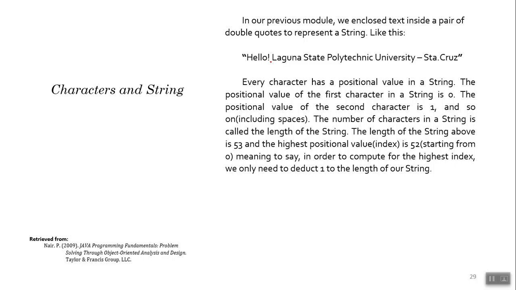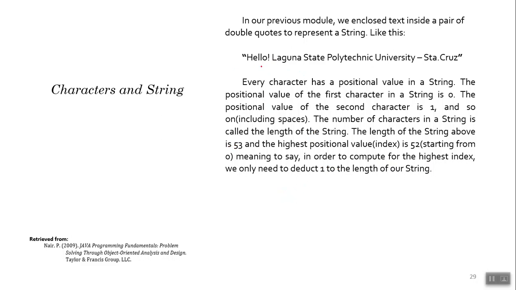So it's always n minus 1. The length of the string above is 53, and the highest positional value, which is the index, is 52, starting from 0. In order to compute the highest index, we only need to deduct 1 from the length of our string. If you count the characters, including the special characters and the spaces, it would give you 53. I just want you to validate that.